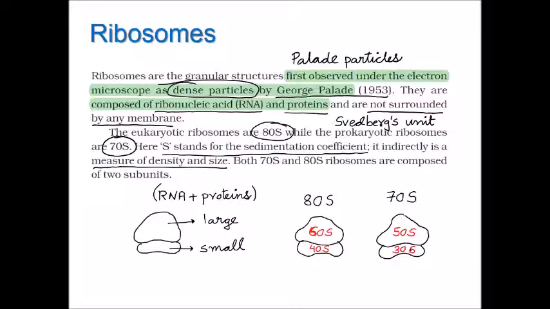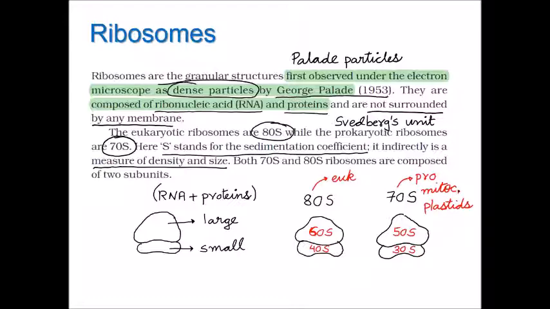So 60 plus 40 is going to be 80S here, and 50 plus 30 is going to be 70S here. You should not get confused between the subunits. Always remember that 50 plus 30 is going to be 70S, not 80S. And 80S is found only in eukaryotic cells. 70S is found in prokaryotic cells and two cell organelles: one is mitochondria, and it is also found in plastids, that is chloroplasts. So both mitochondria and plastids contain 70S ribosomes.